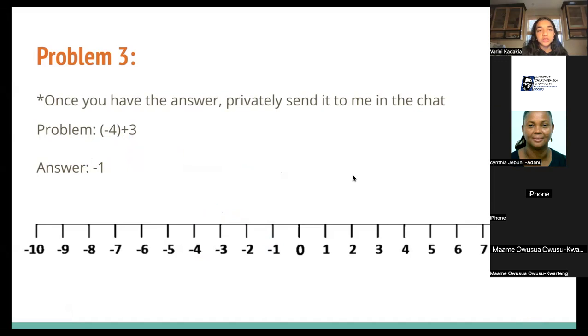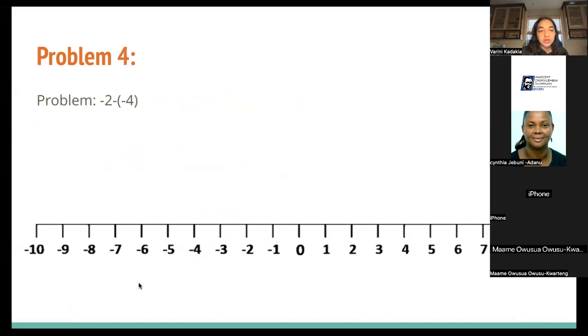We'll move on to the next thing. So do you guys want to try this one? Remember the thing with two minus signs, what happens to this line? So, please private message me your answer.